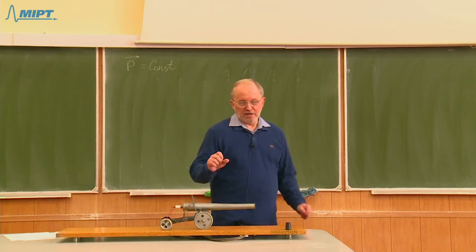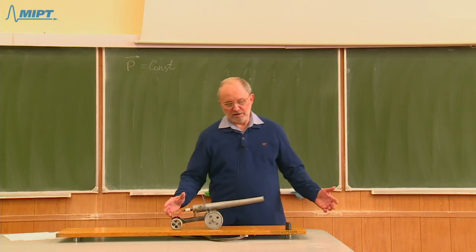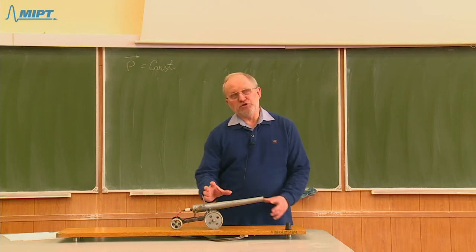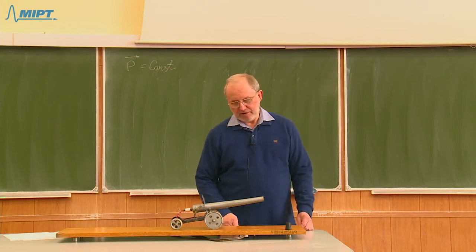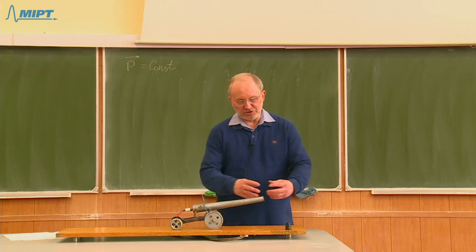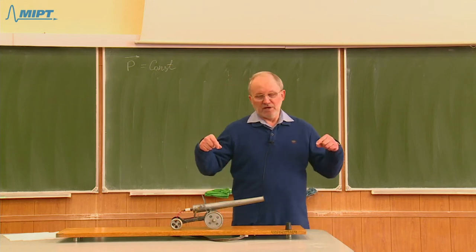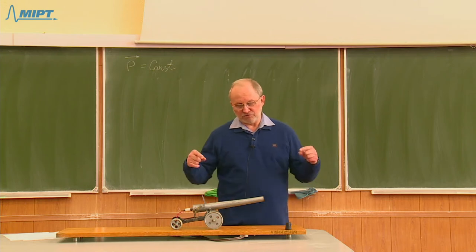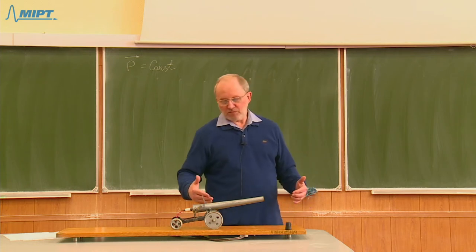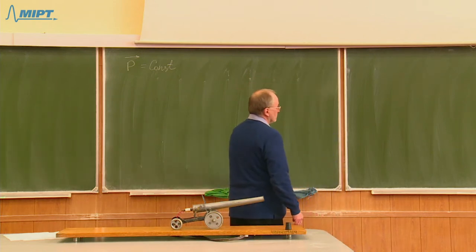This principle, exactly this principle, is used in the motion of a rocket, including any space rocket. There is fuel inside the rocket which is burned in a combustion chamber, and very hot gases originating in the combustion chamber go out at high velocity, and the rocket moves in the opposite direction. Exactly the same principle is laid in the motion of a rocket. So the motion of a rocket can be understood from the law of conservation of momentum. And we will consider this issue now.